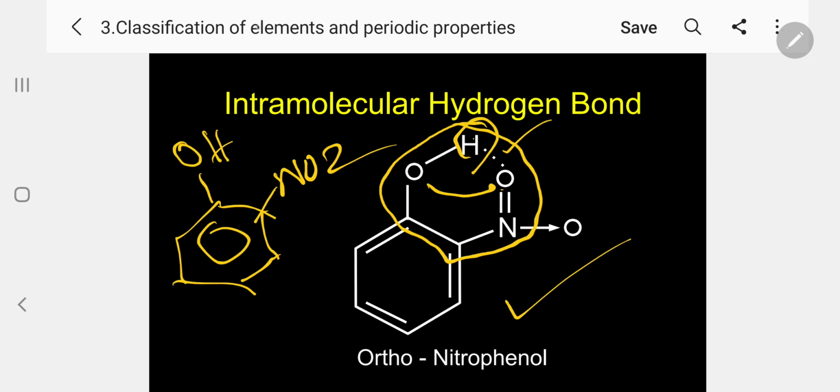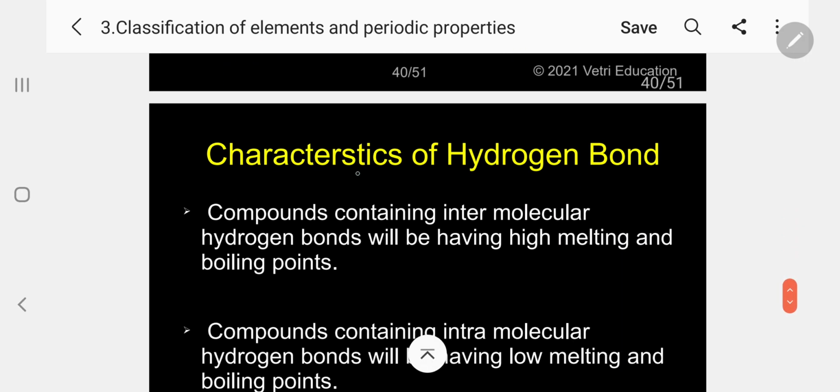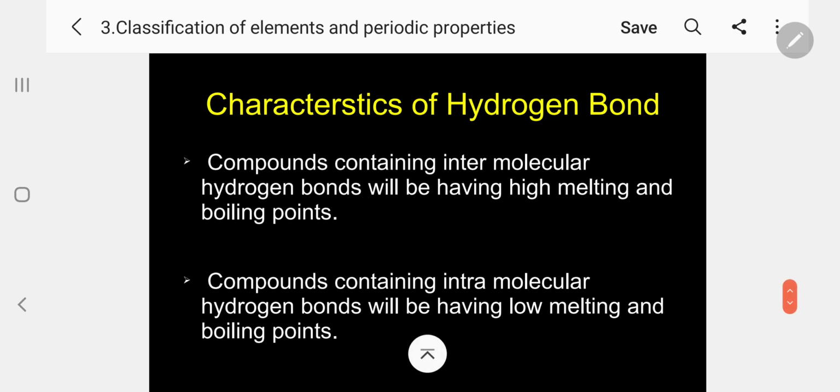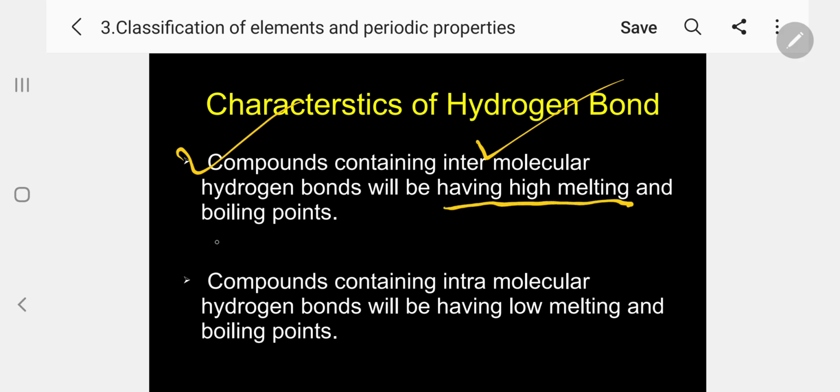Please follow. So what is the characteristic of this hydrogen bond? A molecule containing intermolecular and intramolecular, what is the difference? A question can be asked. My dear students, please keep it in mind. Generally, compounds containing intermolecular hydrogen bond like water will have high melting and high boiling points. Please keep it in mind, in future it will be useful. Whereas compounds containing intramolecular hydrogen bond will have low melting and low boiling points. Please follow. So when you compare this, the intermolecular hydrogen bond, if it is present, it is highly stable.